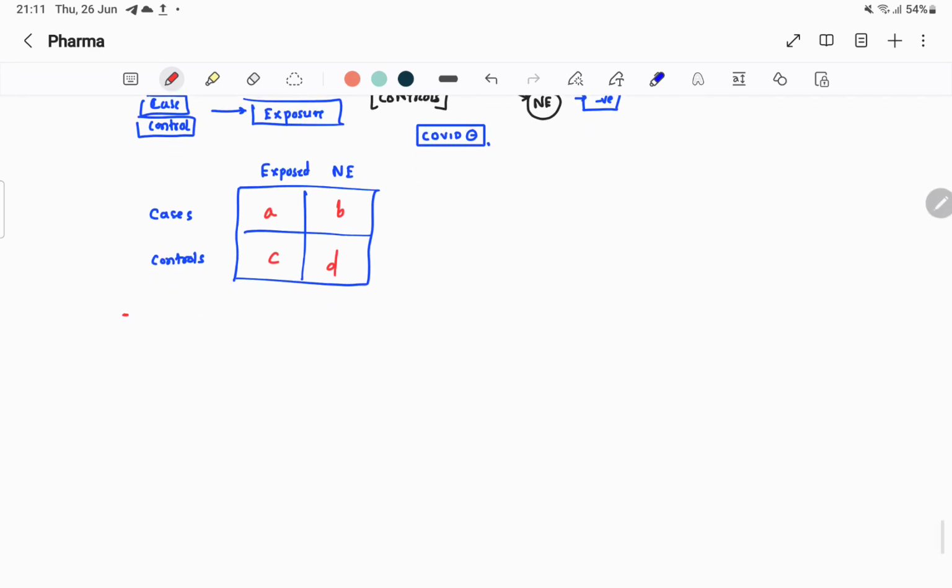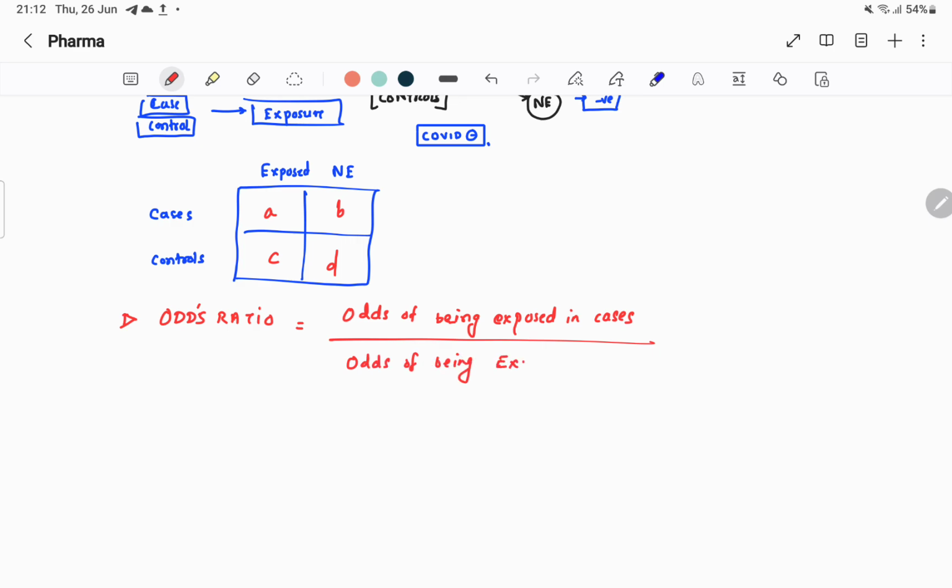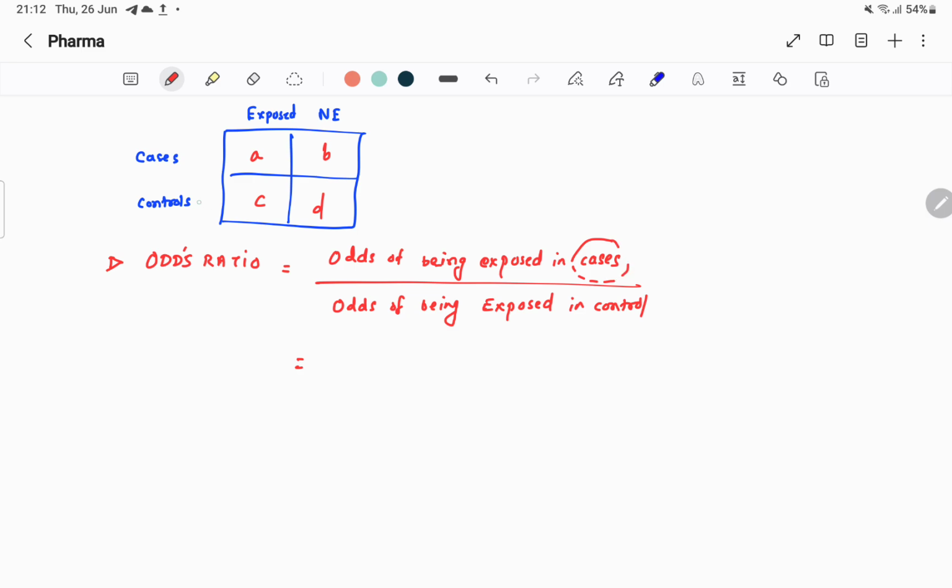We have a term called odds ratio here. Odds ratio is equal to the odds of being exposed in cases by the odds of being exposed in controls. Odds means chances. What is the probability that a person is exposed in cases? What is the total number of cases? A plus B. And the number exposed is A. So A by A plus B, by the odds of being exposed in controls, which is C by C plus D. Okay, this is the thing.